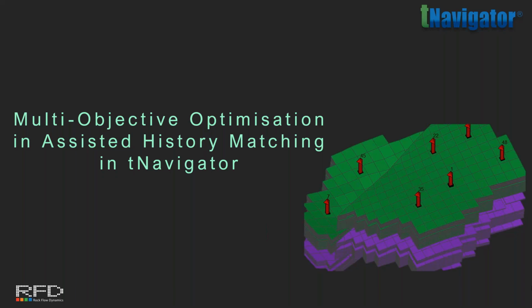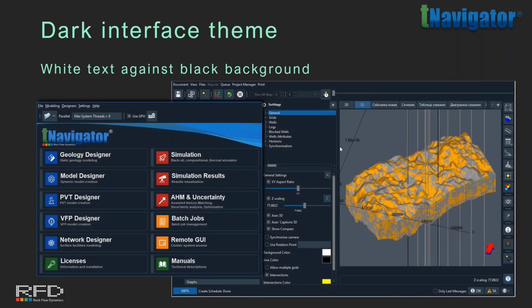One of the big visual changes that we have introduced is that users now have the option of a new interface theme in tNavigator, which is the dark background with the white text. If you'd like to try this out, you can easily switch between the new theme and the original white theme from the main window of tNavigator at any time.